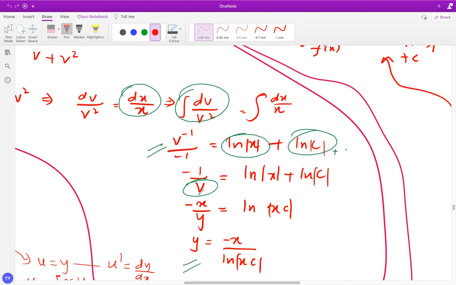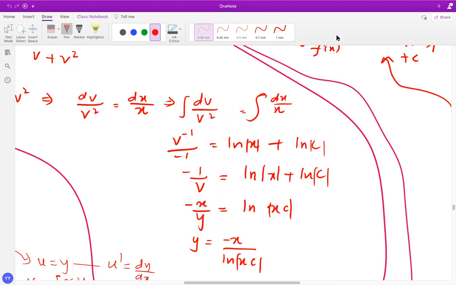Wherever you have v, you can replace it. Since y is vx, v is y over x. That's what has been substituted here, and you get the expression purely in terms of x and y once again. So this is one example. Let's take one more example on the homogeneous equation.